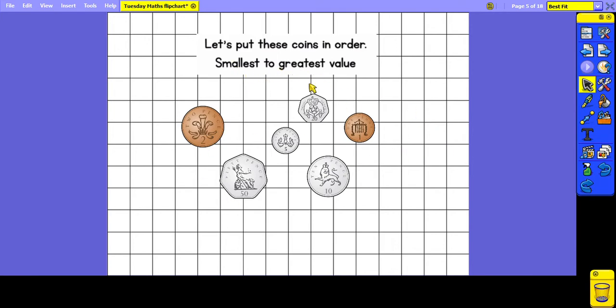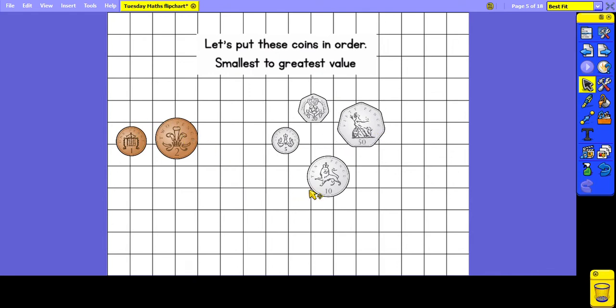Now the coins here with the smallest values are the bronze coins, so the ones that look like they're brown in colour. And the smallest between these two, we've got the 1 penny and the 2 pence, would be the 1 pence, because 1 is smaller than 2. So the smallest value is 1 pence, then 2 pence.